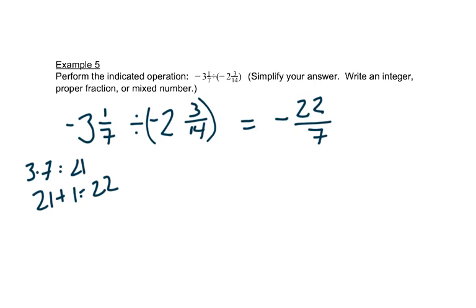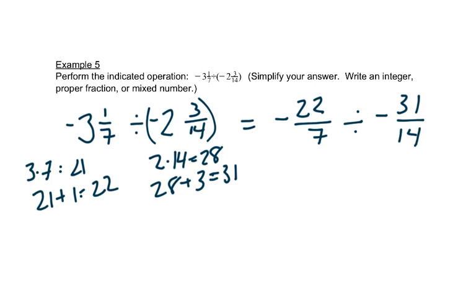Then we'll do the same thing for the next fraction. We'll take 2 times 14, which is 28. And then we'll add the other 3 pieces on top, which gives us 31. Keep the negative. So we have negative 31 over 14.